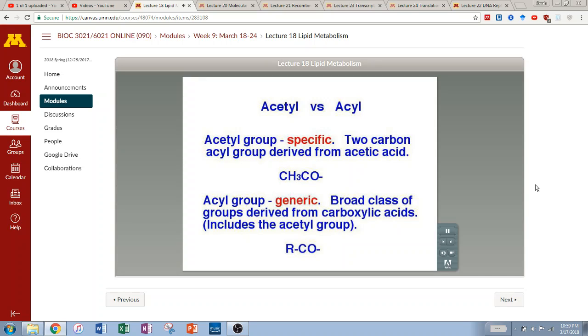This is a good time to distinguish between two terms that are used to designate functional groups that are derived from carboxylic acids. The term acetyl specifically refers to the 2-carbon group having a carbonyl and a methyl function. Acetyl groups can be viewed as derivatives of acetic acid. The term acyl is more broadly defined and encompasses a range of homologous carboxylic acid derivatives. This includes the acetyl group plus other carboxylic acid derivatives having one or many methylene groups.